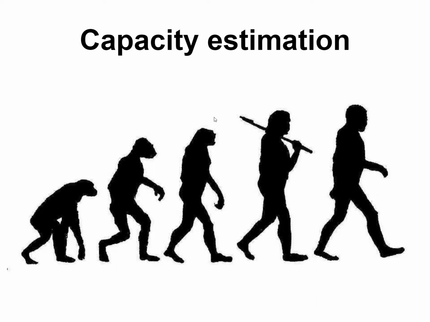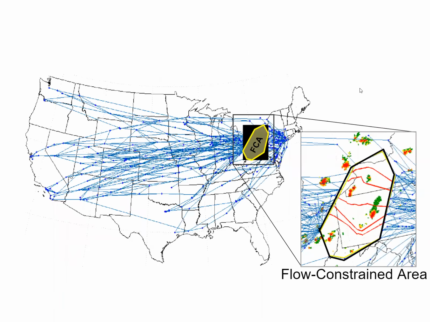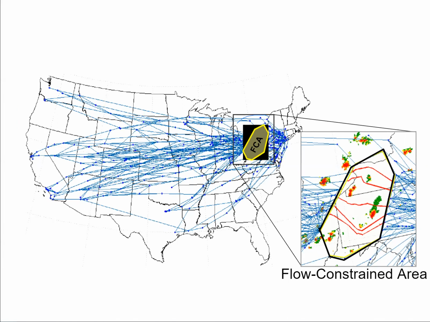So I will speak about our evolution of understanding of what capacity estimation in ATM is. And here is the setting. We have the airspace, in this case, the airspace over the US. And maybe something interesting is happening somewhere around here, some flow constraint area, or there is some weather event.